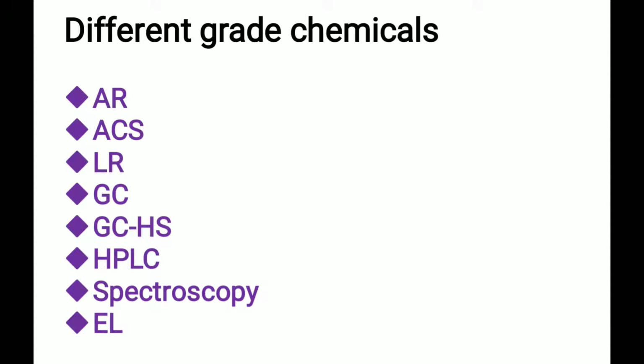Hello friends, today we are going to learn about the different grades of chemicals which are used in different chemical labs for different applications. These grades are categorized according to their suitability towards a particular application. Here is the first grade, which is AR grade, known as analytical grade. This grade is used for quantitative and qualitative detection in chemical analysis. This grade is also used in the process of synthesis.